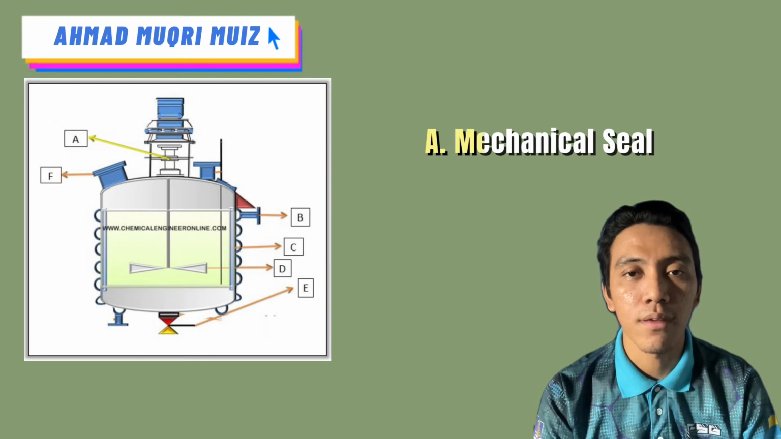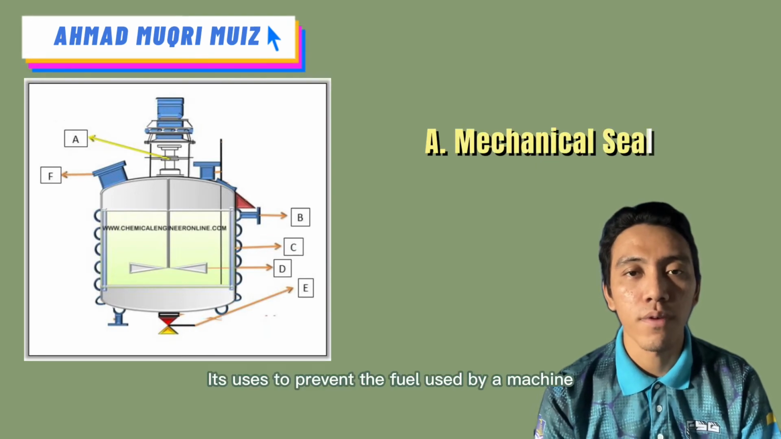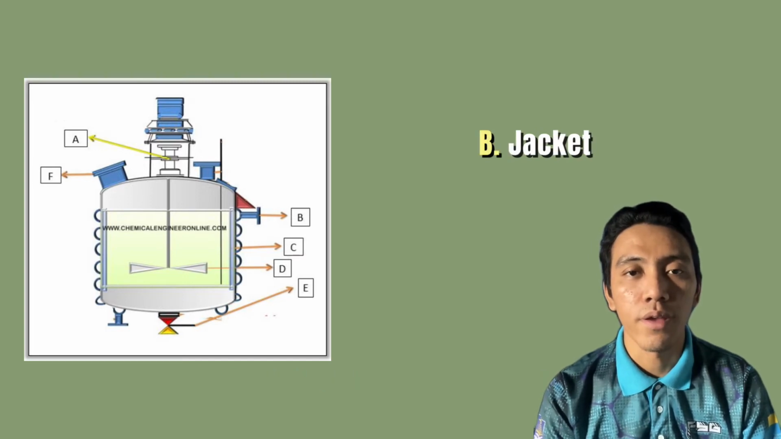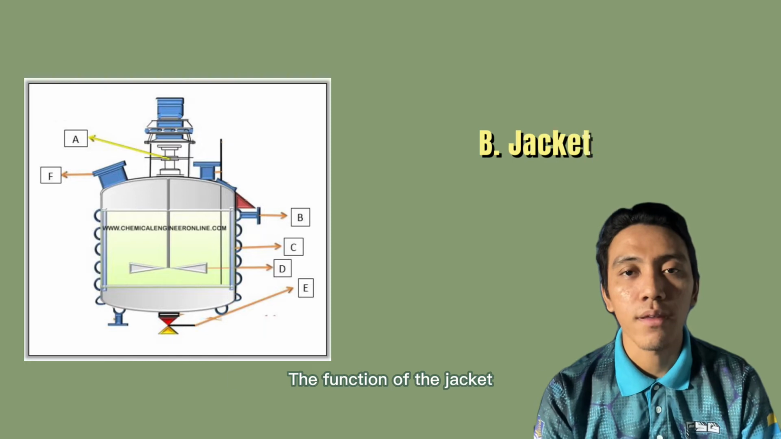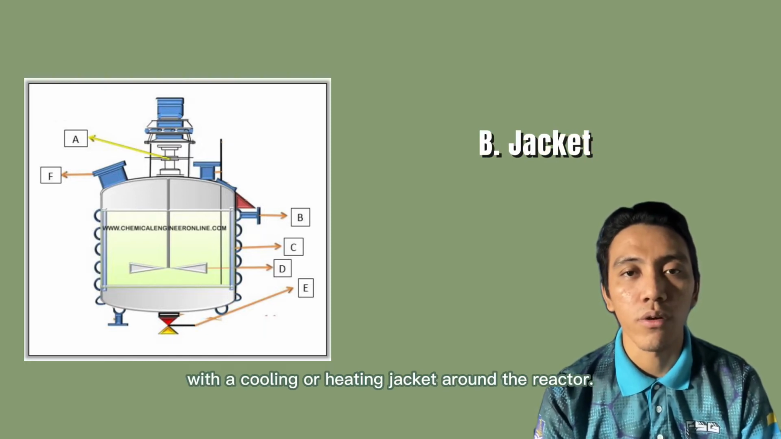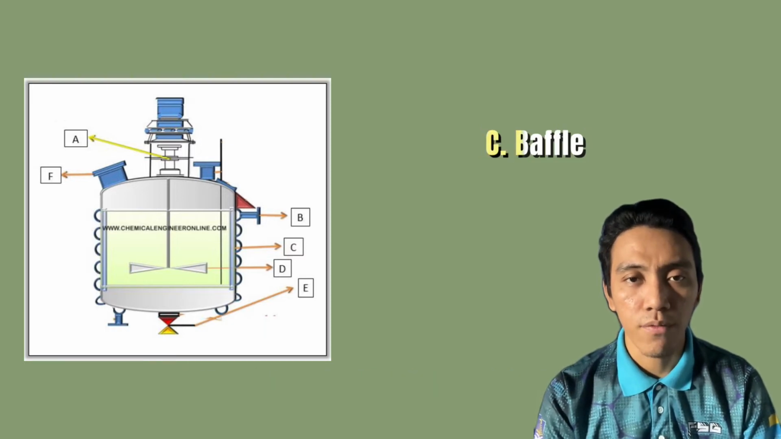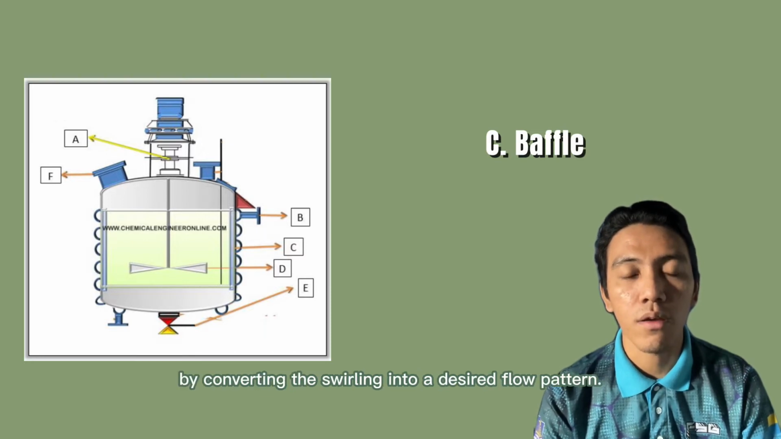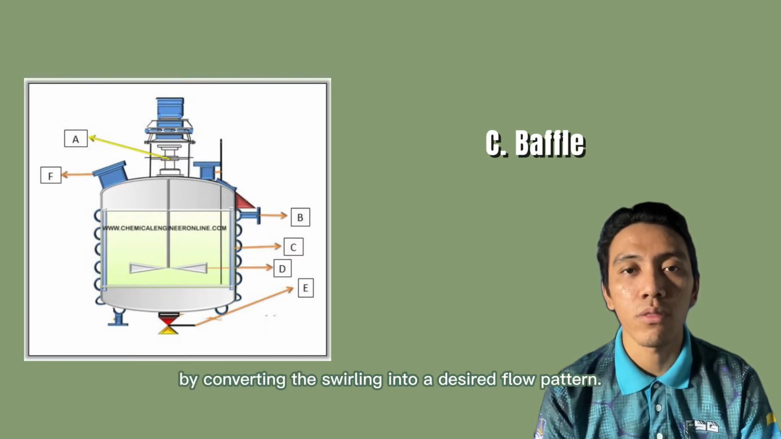Firstly, the mechanical seal. It is used to prevent the fluid used by a machine from leaking to the external environment. Jacket. The function of the jacket is to control the temperature of the contents with a cooling or heating jacket around the reactor. Besides, the baffle can prevent the swirling in agitation by converting the swirling into a desired flow pattern.